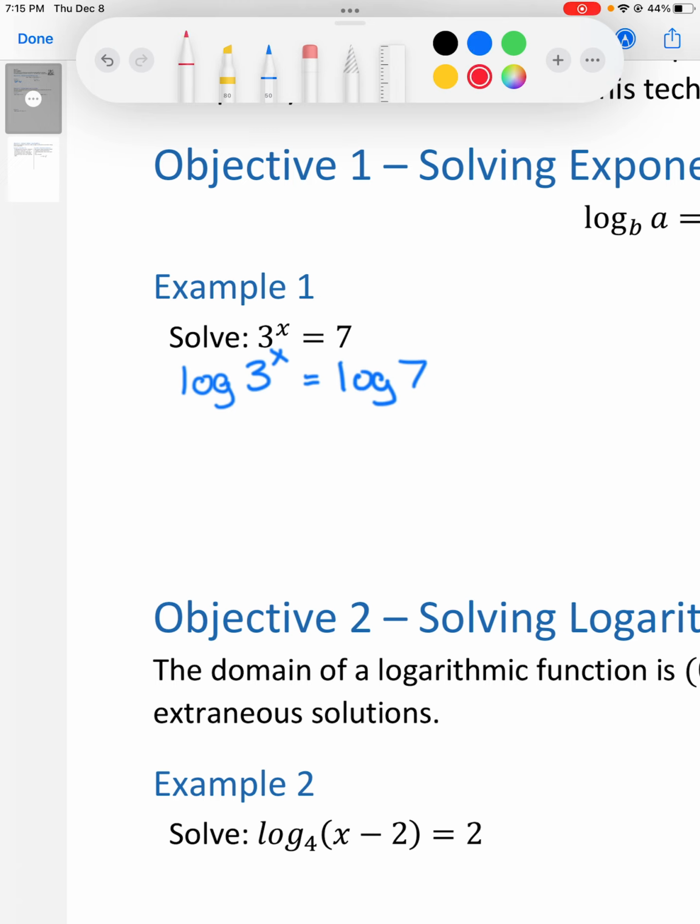Now, last class, we learned a property with this exponent. What happens with this exponent? Well, remember, it can come out front. So we have x log of 3 equals log of 7.